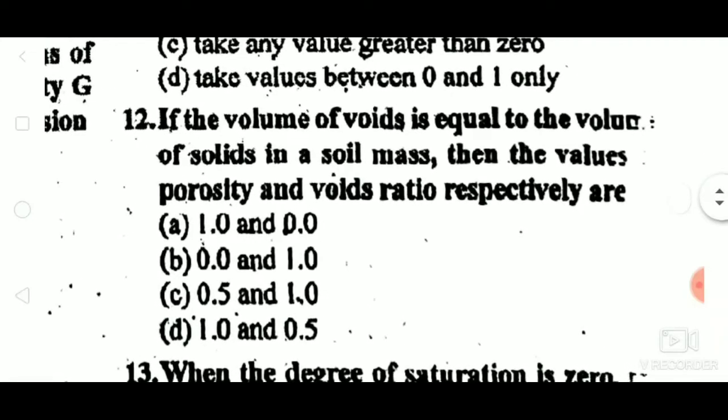Next question: void ratio of soil mass can. Here void ratio of a soil mass can be any value greater than 0. So option C is the correct answer. Here porosity should be between 0 and 100, but void ratio can be any value greater than 0. Next question: if the volume of voids is equal to the volume of solids in a soil mass, then the values of porosity and void ratio respectively are. Here we have separate formulas to find void ratio and porosity.